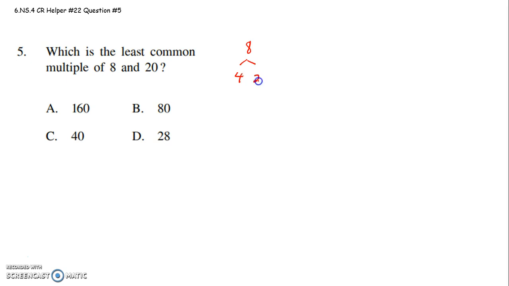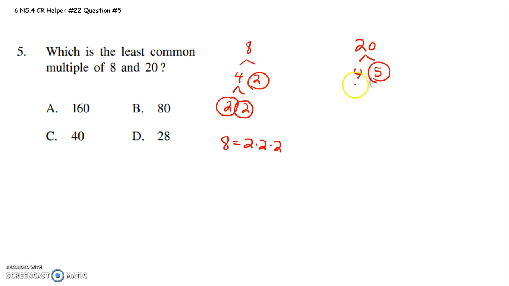8 is 4 times 2. 4 can be broken down into 2 times 2. Therefore, the prime factorization of 8 is 8 equals 2 times 2 times 2. Now let's break down 20. 20 is 4 times 5. 5's already prime. Then I can break down the 4 into 2 times 2. So 20 equals 2 times 2 times 5.